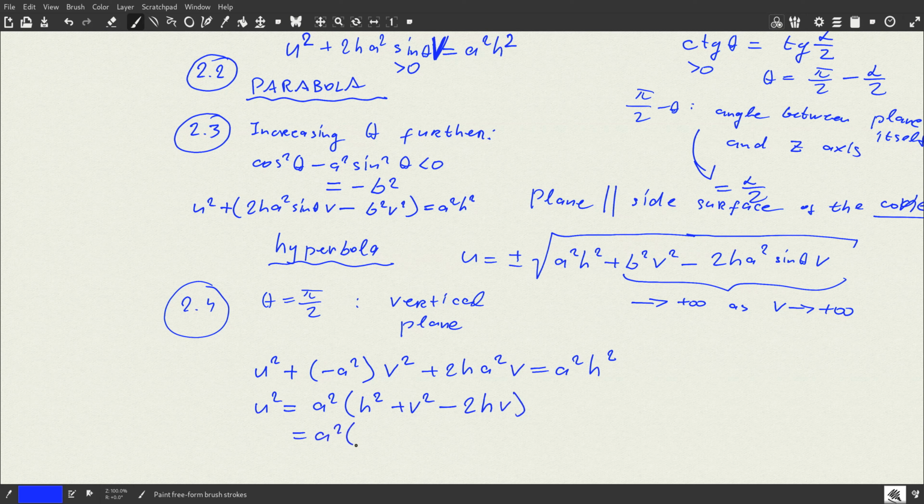So u equals plus or minus a times (v minus h). What is this geometrically? We have a linear relationship now. It's just two lines. Two lines, absolutely correct. Two straight lines.